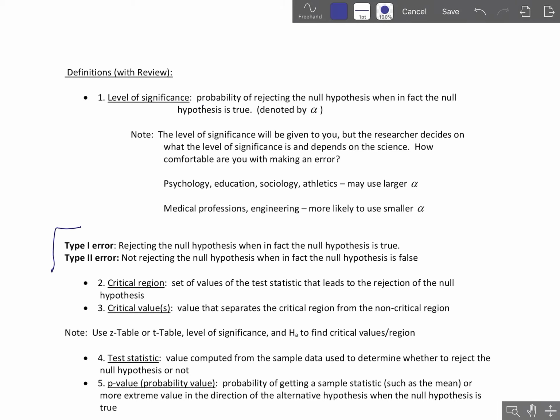So there are two kinds of errors that you can make, so maybe let's jump down to this section for just a second. There are two errors. There's type 1 error, which is rejecting the null hypothesis, or the boring hypothesis, even when it was true.